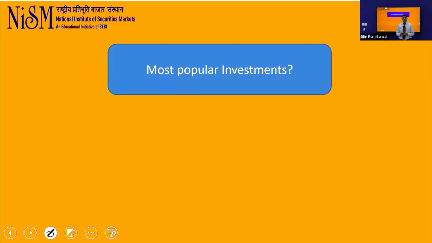Somebody has written MF equity. No, that's not the answer. SIP is a format, not an investment asset class. Gold, some of you have written. Yes, that's true. Gold traditionally in Indian families, in Indian culture. Commodity also you have written, real estate.